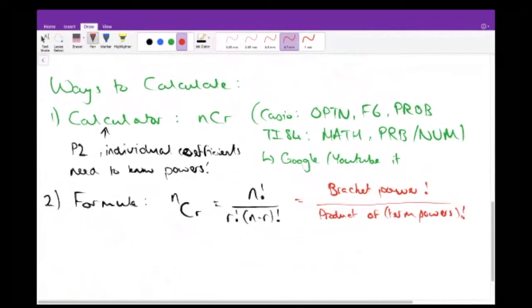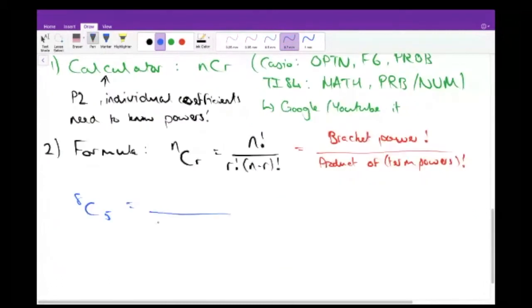Okay, so for example, this 4 choose 3 is 4 factorial over 3 factorial 1 factorial. Now, the way I'd write this, let's say we're doing 8 choose 5, which most people would be like, oh, I don't want to do that by hand. So start with the bottom. So we write our 5 factorial, 3 factorial.